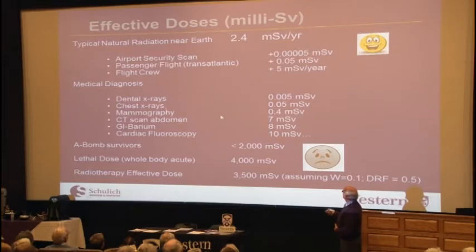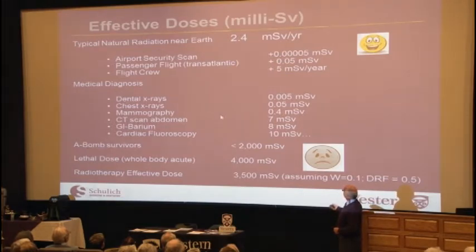Now, let's get to medical diagnosis, which is the focus of our talk today. Dental x-rays, I mentioned earlier, are quite low. Chest x-rays are on this order, 0.05. Mammography, 0.4, a little bit higher. CT scans and GI barium series are on the high side, 7 to 8.